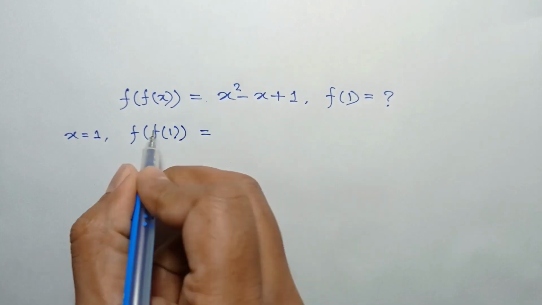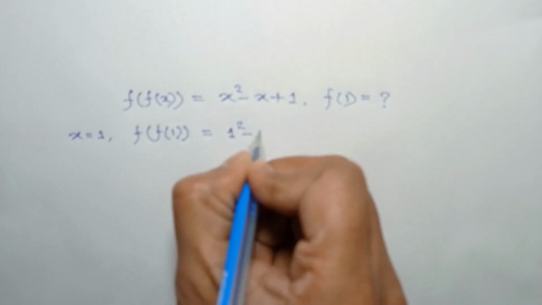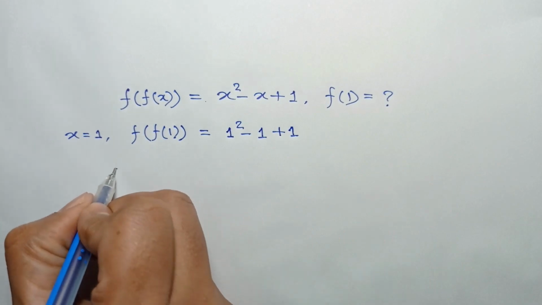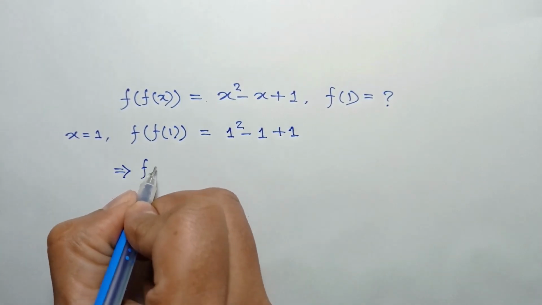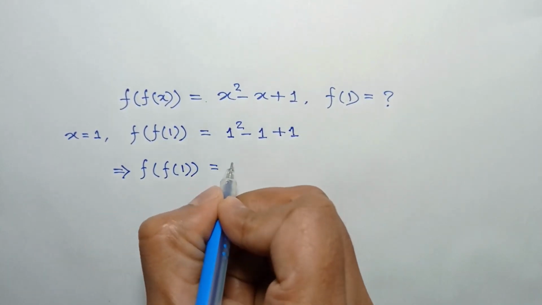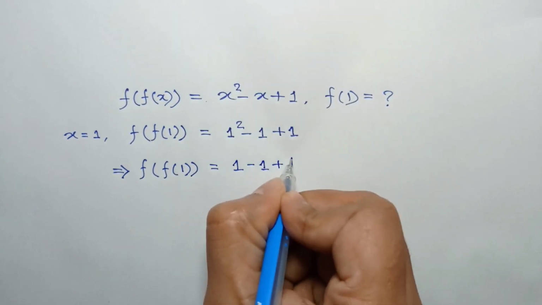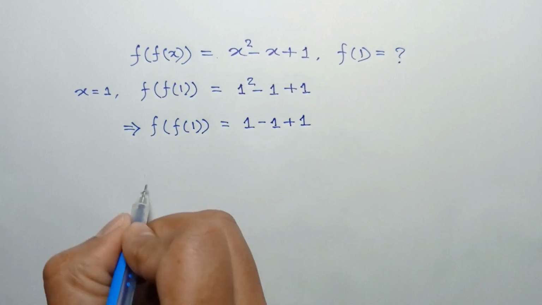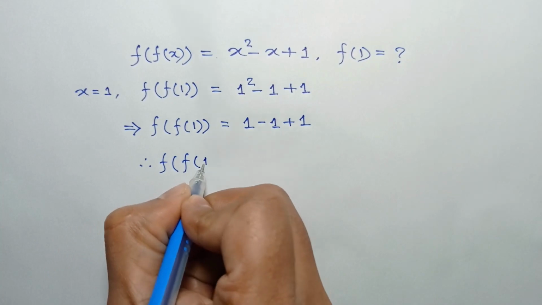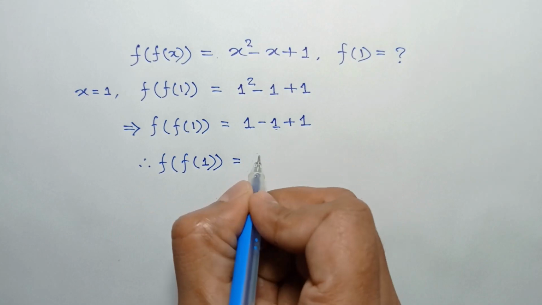f(1) is equal to the value at x equal to 1. So 1 squared minus 1 plus 1, or f(1) is equal to 1 squared, which is 1, minus 1 plus 1. So the value of f(1) is equal to this: 1 and 1 will cancel out, so it will remain 1.